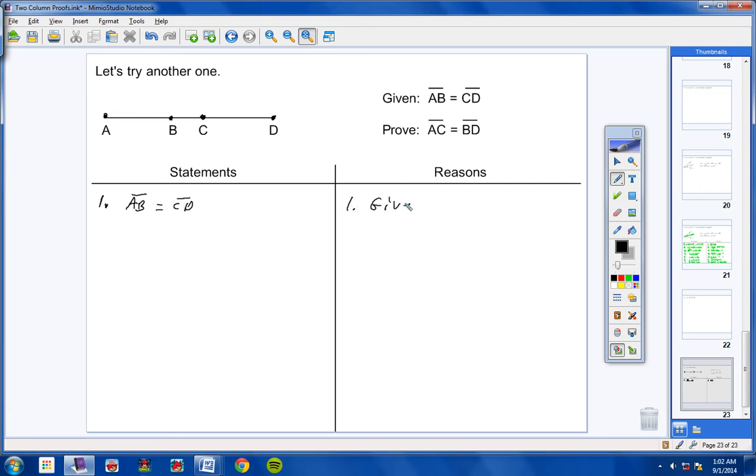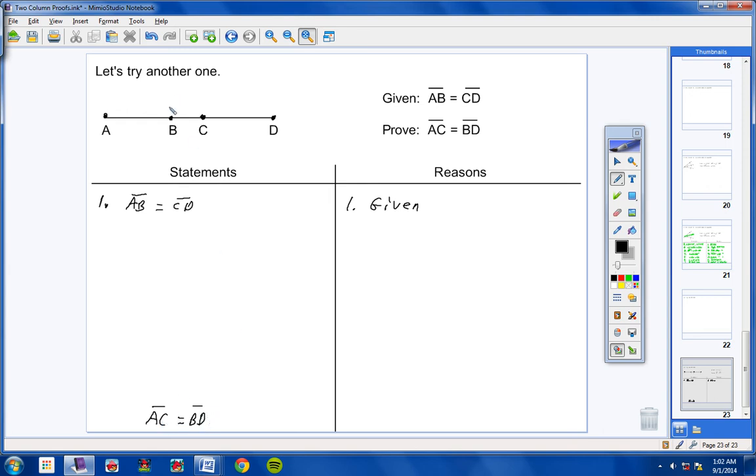Now, after that, we got to brainstorm and come up with some plan of attack, how at the very last step down here, we're going to have what? AC equals BD. So the very last step that I have down here should state what I'm trying to prove, which is AC equals BD.